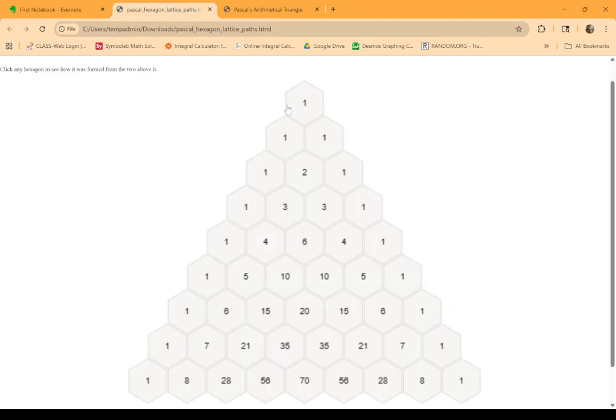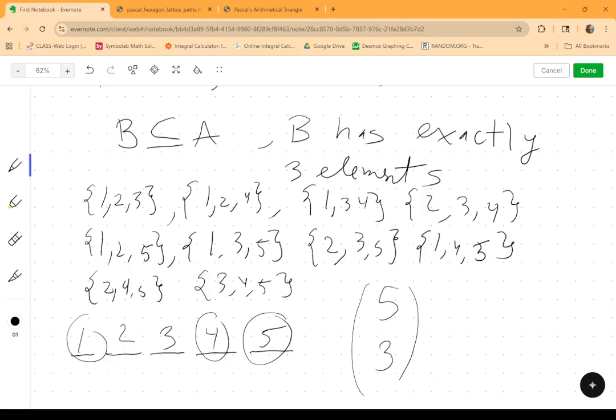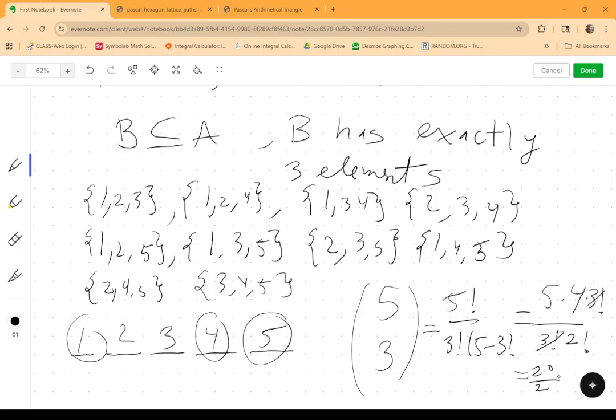Again, I can look at my triangles: 0, 1, 2, 3, 4, 5, 0, 1, 2, 3. You see 10. Or we can again do the long way. So 5 times 4 times 3 factorial over 3 factorial 2 factorial. Let's see, that goes away, and we get 20 over 2 factorial, which is just 2, and we get the value 10.